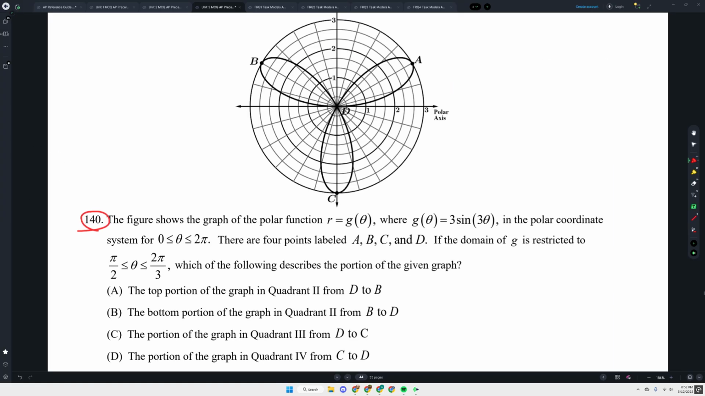Can you send us that? Yeah, sure. It's not specifically for AP, but it has general formulas.